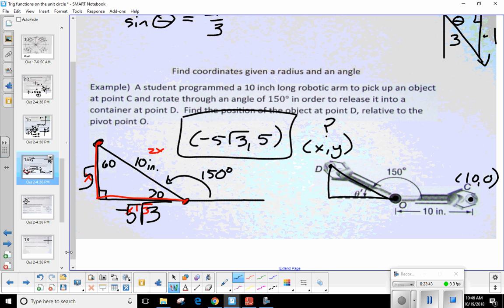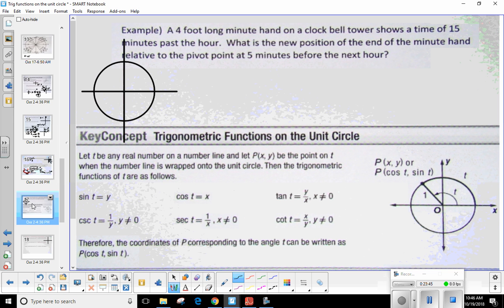Okay. Well, let's look at this one right here. We're talking about a big analog clock. A 4-foot-long minute hand on a clock bell tower shows a time of 15 minutes past the hour. What is the new position of the end of the minute hand relative to the pivot point, that point at the end of the minute hand, 5 minutes before the next hour? Okay. So somehow I need to create a triangle to help me with this. Do you guys want to try this one on your own?